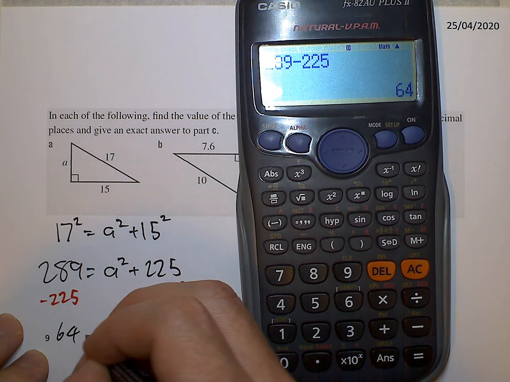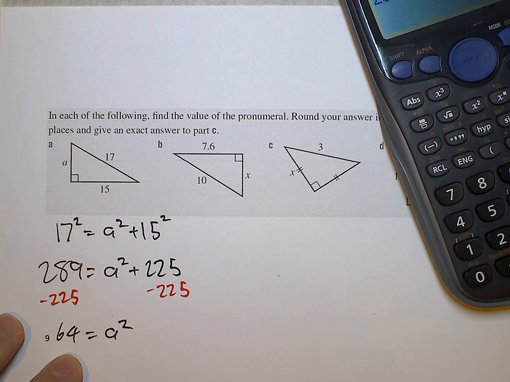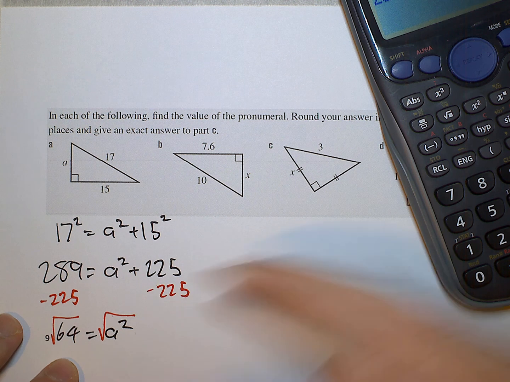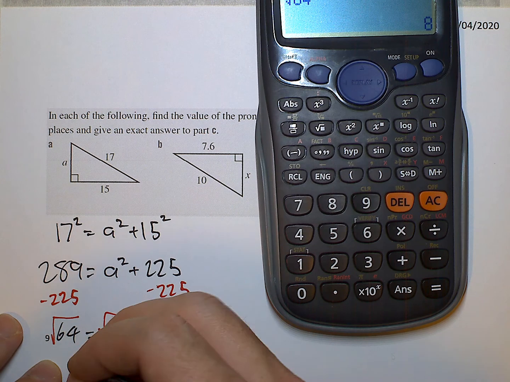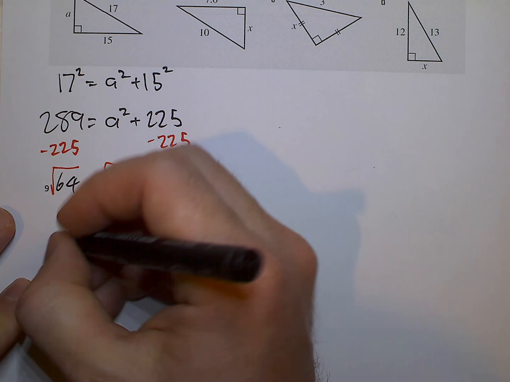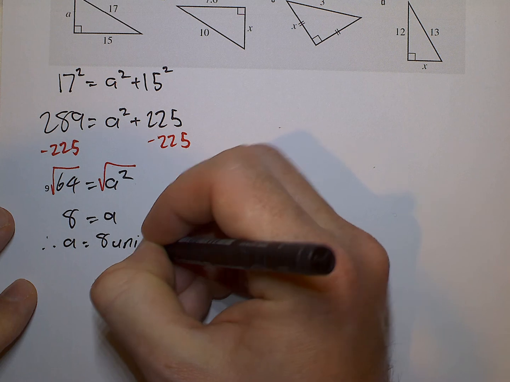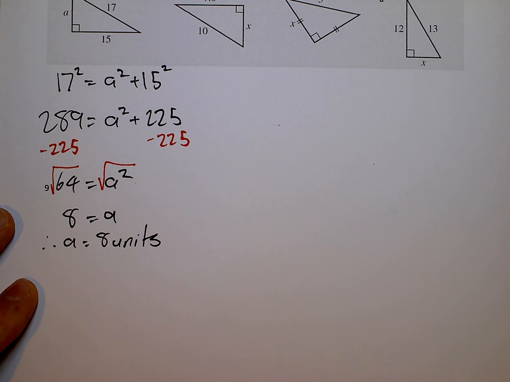Okay, 64 equals A squared. Now, if we square root both sides, to get A, the square root of 64 is 8. So A equals 8. Let's pull that up a little bit so you can see. So we should say, therefore, A is 8 units. Okay, pretty easy.